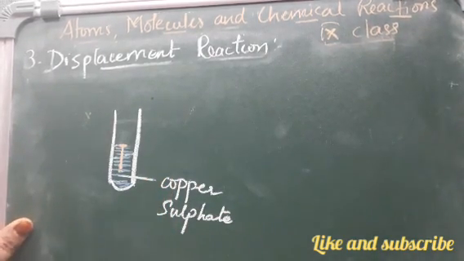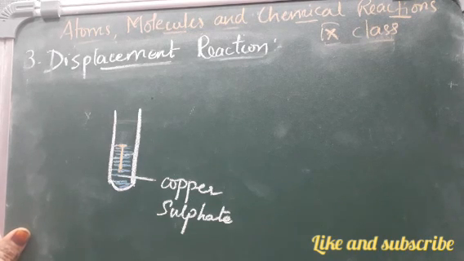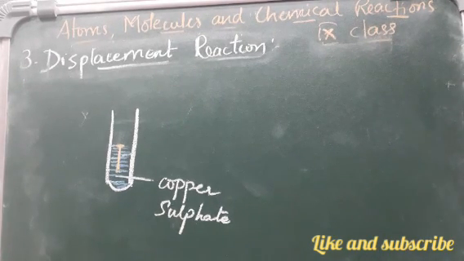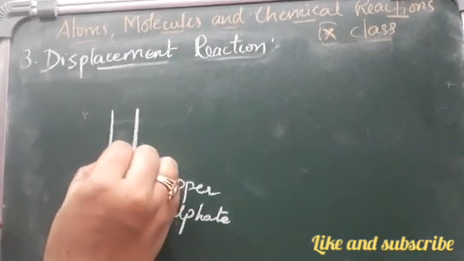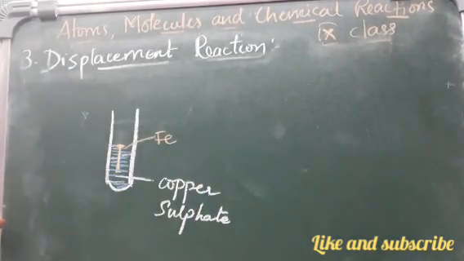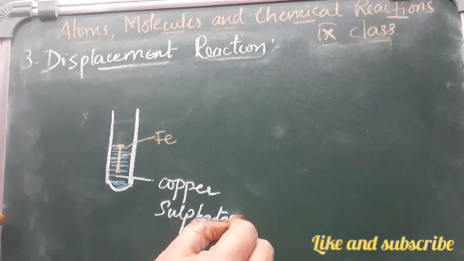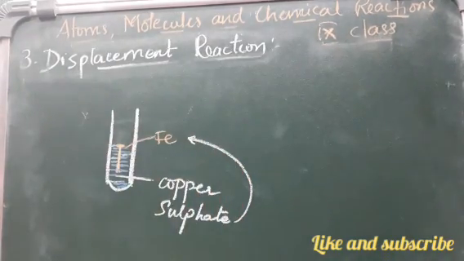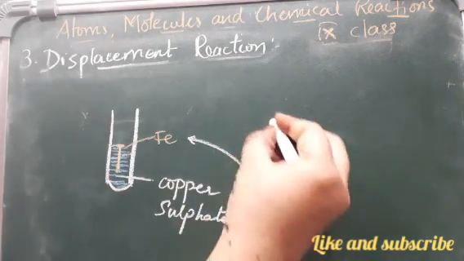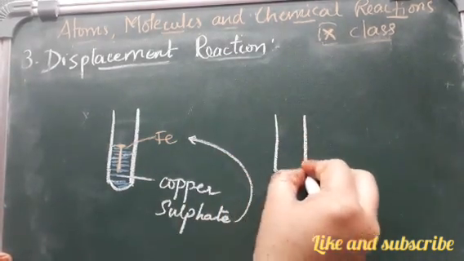Now what is happening? Suppose this is new iron placed in this. Because of this displacement reaction, the copper gets displaced. How? The copper sulfate solution becomes brown. When you see later, this solution becomes brown in color.